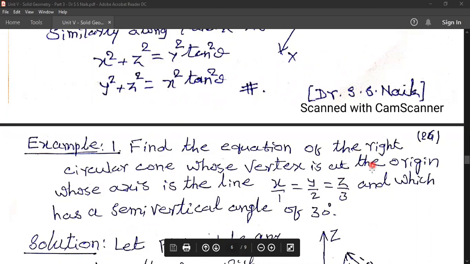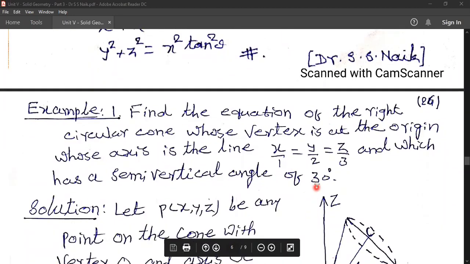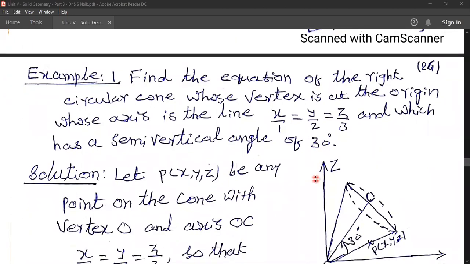Okay, so if you see this, what is given to you? An axis is given: x upon 1 equal to y upon 2 equal to z upon 3. Then the vertex is given. What is the vertex? Vertex is at the origin. Then the semi-vertical angle theta is also given. Theta is equal to 30 degrees. So when these three are given to you, and you want to find the equation of a right circular cone, we'll start like this.